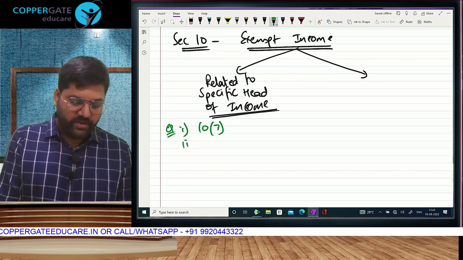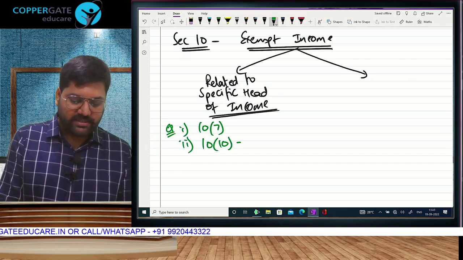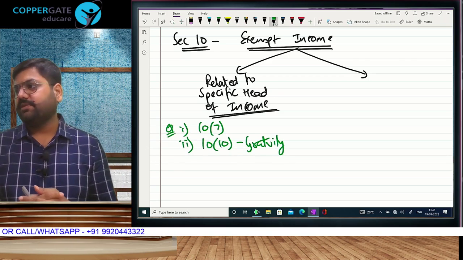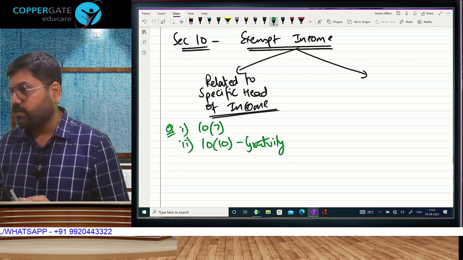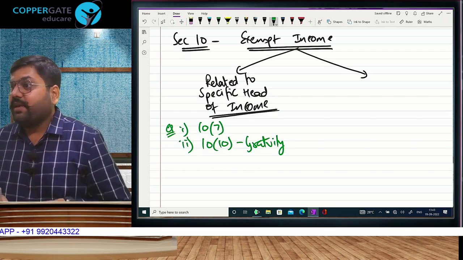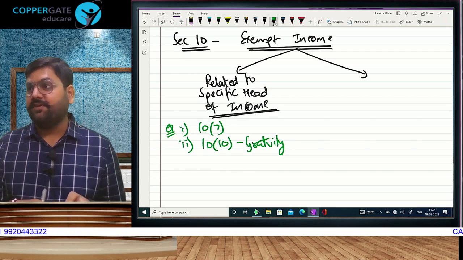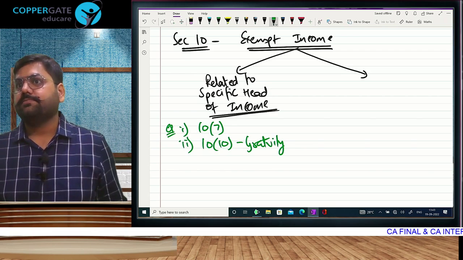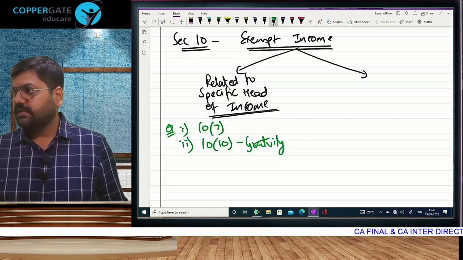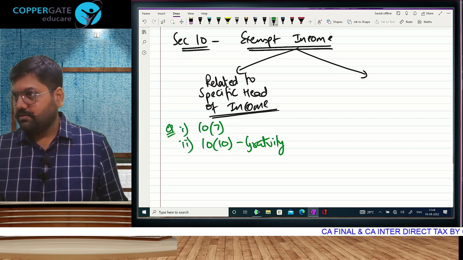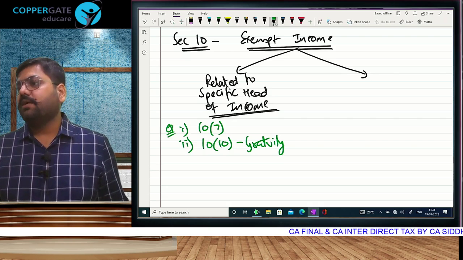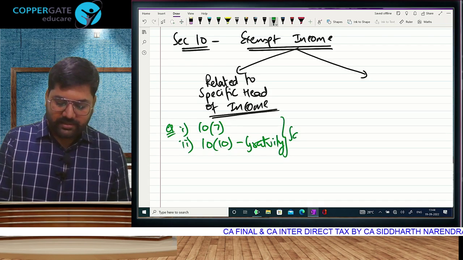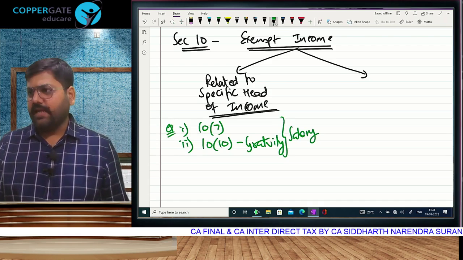Okay. One more example if I have to give you. There is a section 10(10) where we give you exemption from any gratuity received by you. So as an employee, your boss will give you gratuity. That gratuity that you receive is a part of your salary because you have received it from your employer. But a portion of your gratuity we don't want to tax. You understand? So where is this also given under which head of income? Salary. So these are exemptions which are related to salary.